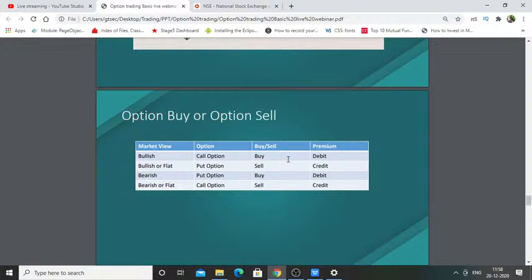Okay, so if you are buying an option, then the market should move in your direction, at least beyond the break even, only then will you make a profit. If you are an option seller, even if the stock trades flat, you will make a profit here. Okay, so any doubts till now?